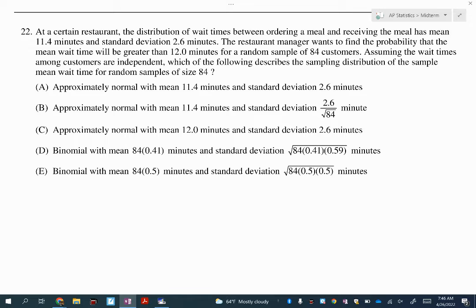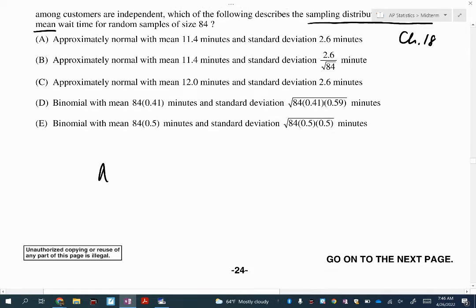This is asking for the sampling distribution model of a sample mean. This is straight out of chapter 18. The way you find this new model is it's going to be normal, where our mean is the same, and the formula to find the new standard deviation is your sigma over the square root of your sample size. And that is on your formula sheet.